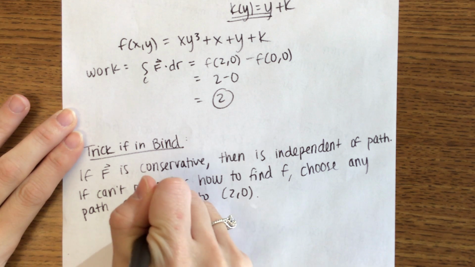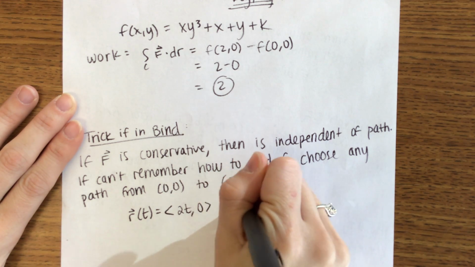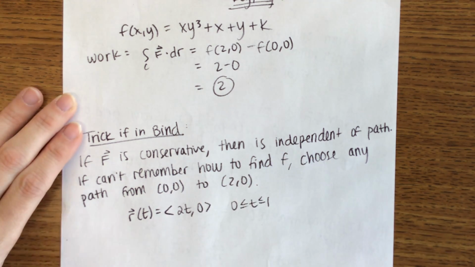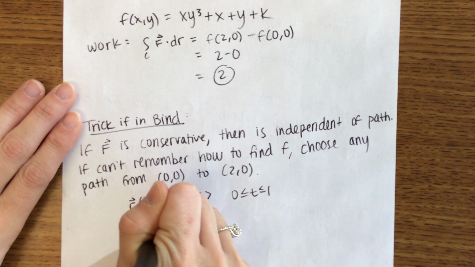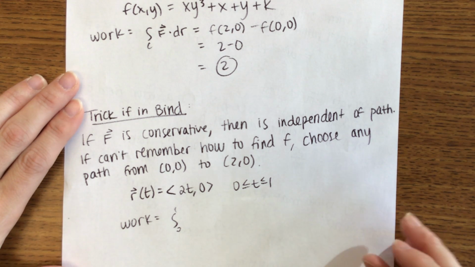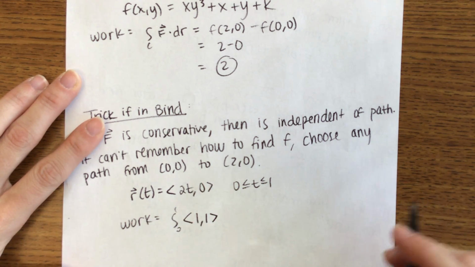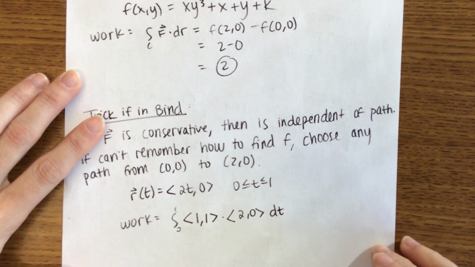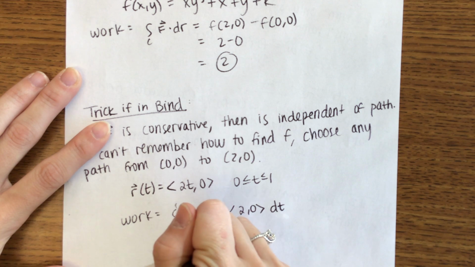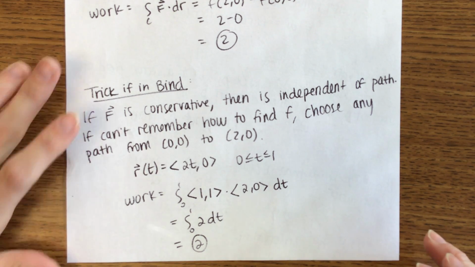So what you can do is choose that line and parameterize it, which would be (2t, 0) with t between 0 and 1. So the work then will be integrating from 0 to 1 of F of r of t, which really conveniently ends up being the vector (1, 1). You dot that with r prime of t, and then dt. So it ends up being the integral from 0 to 1 of 2 dt, which still gives us an answer of 2.